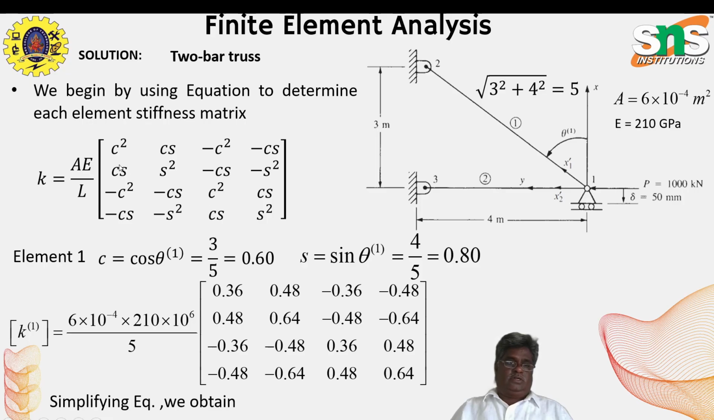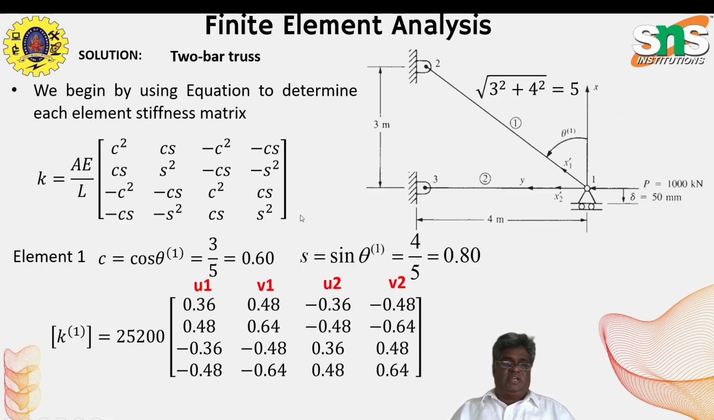Substituting the values in the stiffness matrix for element 1, C square is 0.6 square, which is 0.36. Similarly, C into S is 0.6 into 0.8, which is 0.48. CS is 0.48, S square is 0.8 square, so 0.64. Similarly, we calculate and substitute these values into the stiffness matrix for element 1.